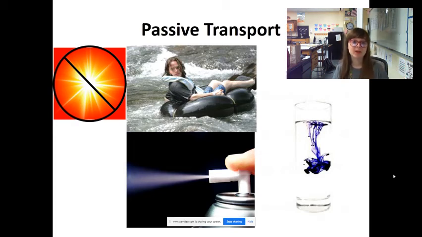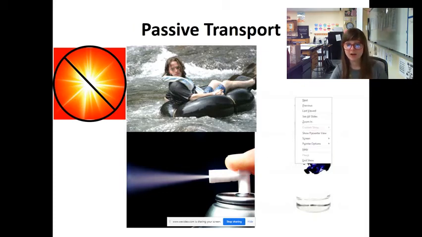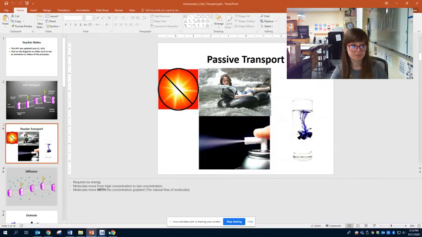So the three concepts of passive transport: no energy from the cell, molecules move from high concentration to low concentration, and molecules move with the concentration gradient. So let's pause again and take a look at what our notes would look like at this point.